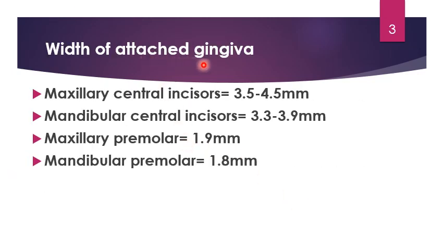Width of attached gingiva, a very commonly asked viva question as well as MCQ in competitive exams. In maxillary central incisors, it ranges from 3.5 to 4.5 mm. In mandibular central incisors, 3.3 to 3.9 mm. Minimum is seen in premolars, and if we go by numbers, maxillary premolar shows 1.9 mm. This is the average width of attached gingiva based on certain studies. And mandibular premolar, 1.8 mm.